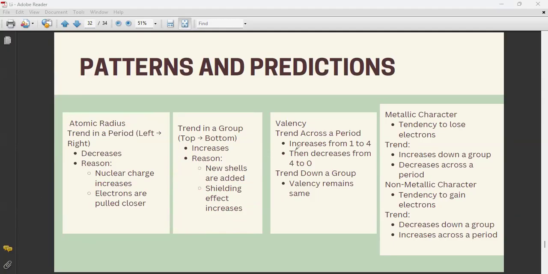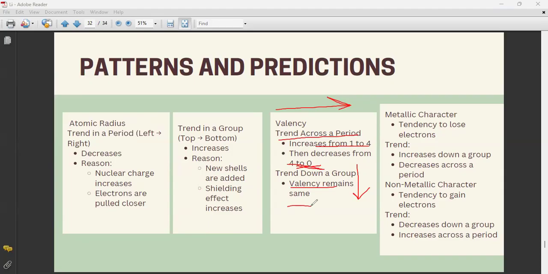Now valency. What is the trend across the period? How does the valency change? It increases from 1 to 4, then decreases from 4 to 0. So as we move across the period, first it keeps increasing from 1 to 4, then it decreases from 4 to 0. But what if we move down the group? The valency will remain the same.